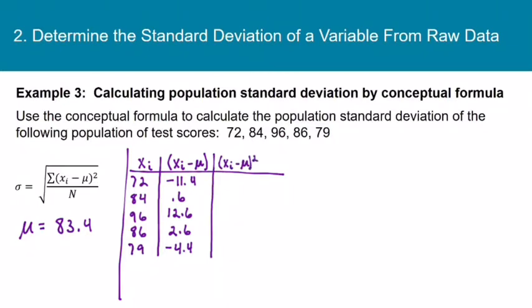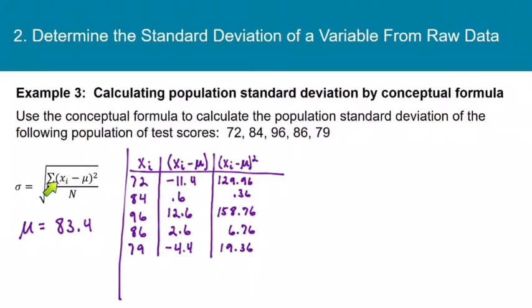So now I'm going to make myself another column, and I'm going to square each of the deviations. So now negative 11.4 times negative 11.4 is 129.96. 0.6 squared is 0.36. This number squared is 158.76. And then we have 6.76 and 19.36.